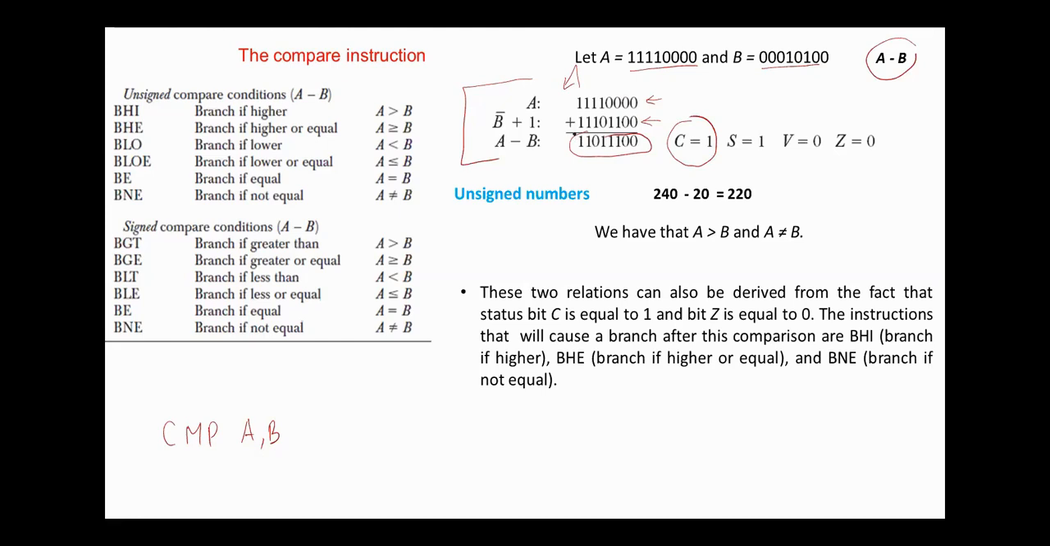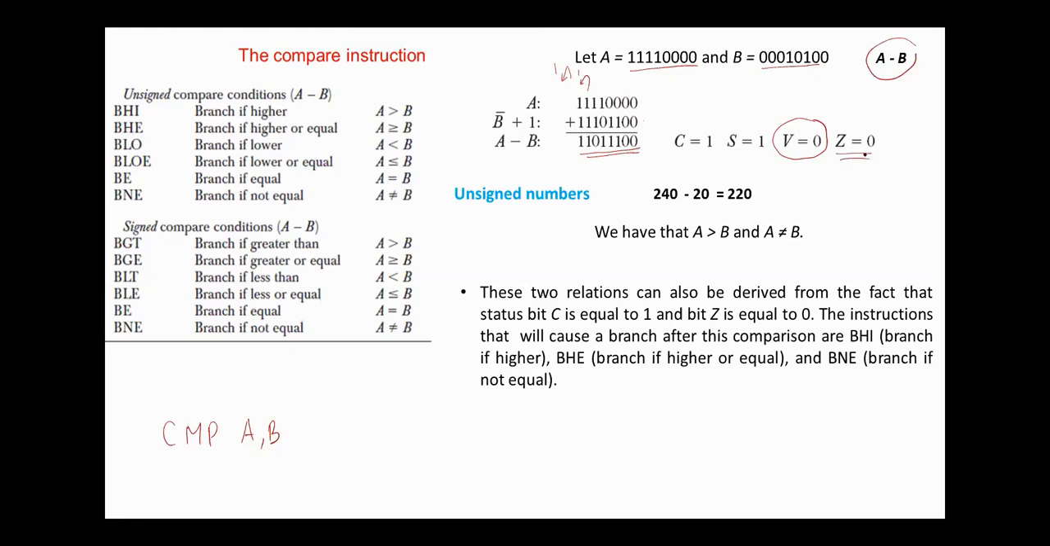The sign bit here is 1. And since the carry to the sign bit is 1, and from the sign bit is 1, and the exclusive OR of these bits is 0, then the overflow flag is 0. And since the result here is not 0, then the Z flag is 0.